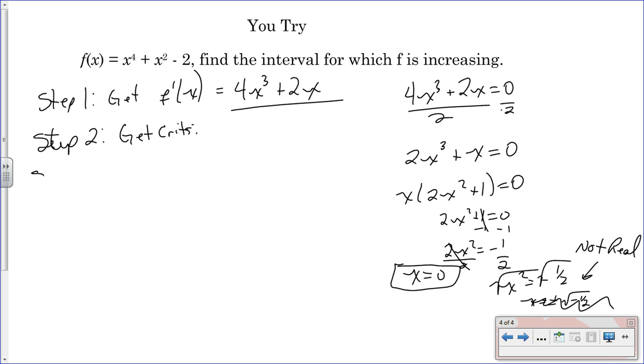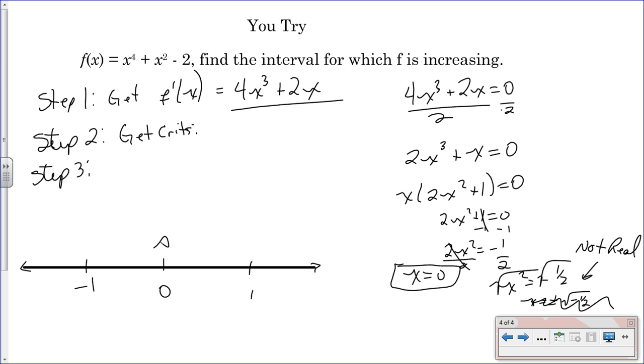Now, step 3 is to draw your number line, and plot your critical value. So here we go. Number line, put 0 in the middle. Let's put negative 1 on this side, positive 1 on this side. Let me star the critical point so we can keep up with it. Now plug in negative 1 into here. You get 4 times negative 1, which is negative 4, minus 2, which is minus 6. So you get a negative number on this side. Plug in 1. You get 4 times 1 is 4, plus 2, which is 6. So you get a positive number on this side.